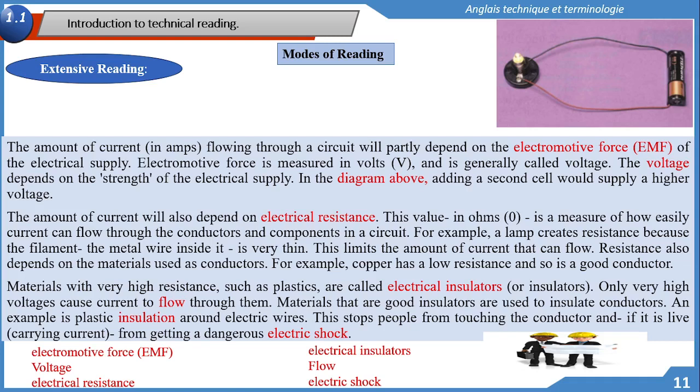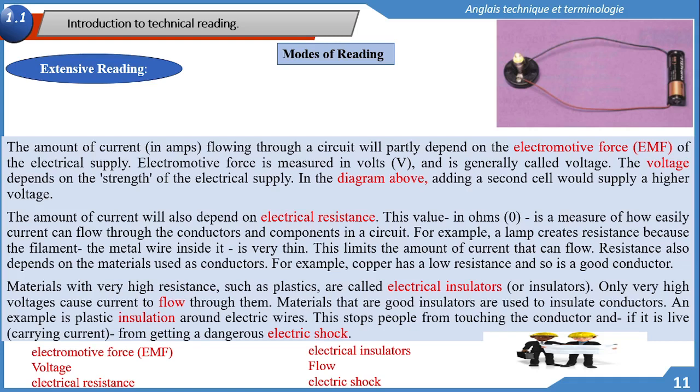Only very high voltages cause current to flow through them. Materials that are good insulators are used to insulate conductors. An example is plastic insulation around electrical wires. This stops people from touching the conductor and, if it is live, from getting a dangerous electric shock.